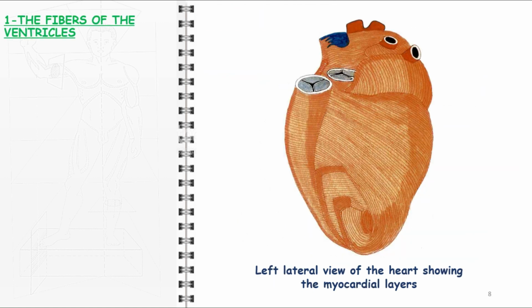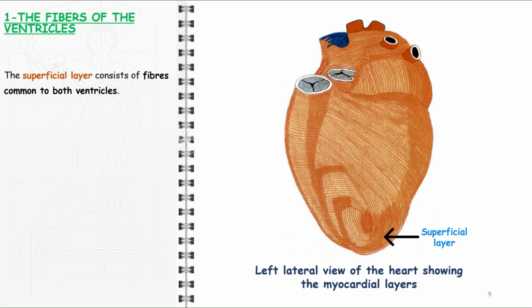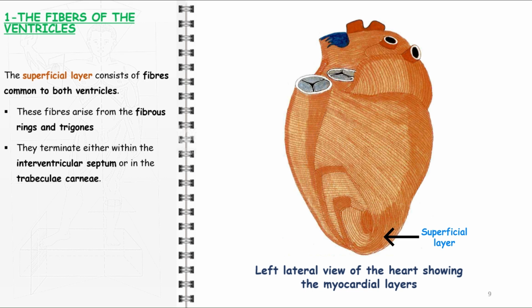At the level of the ventricles, the myocardium is composed of 3 muscular layers: superficial, middle, and deep. The superficial layer consists of fibers common to both ventricles. These fibers arise from the fibrous rings and trigons, follow a spiral path, and converge at the apex to form the cardiac vortex. They terminate either within the interventricular septum or in the trabeculae carneae.